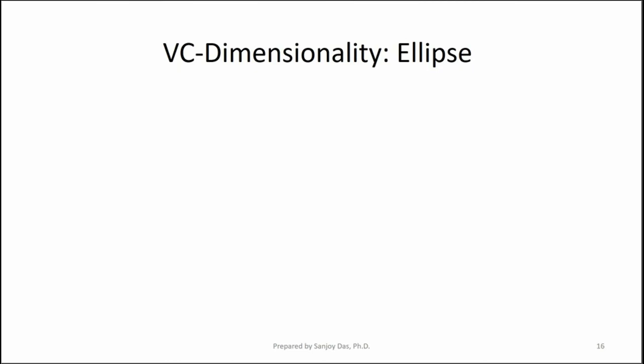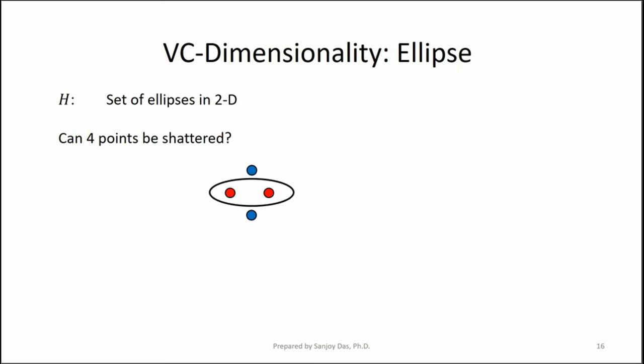How about an ellipse? So let's look at an ellipse in 2 dimensions. Can 4 points be shattered? Yes, 4 points can be shattered, and one can easily verify that all possible labelings of 4 points, if you place them strategically, in such a manner that all 4 points can be separated, then these 4 points are shattered by the ellipse, and so the VC dimension of the hypothesis space of ellipses is 4.